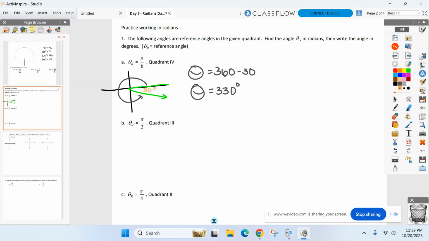330 what? Degrees. Everyone want to read the directions for me, though? Put in radians. But wait, whoa, we ready for this? This is the highlight of my day right here. I've been giving tests to all my geometry kids. First time I've taught today, so this is a big highlight here.